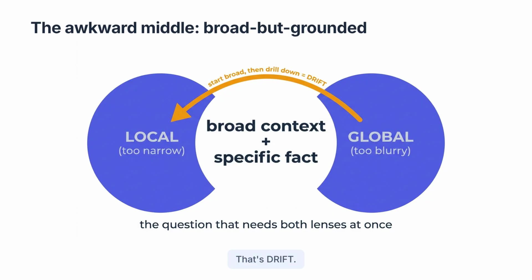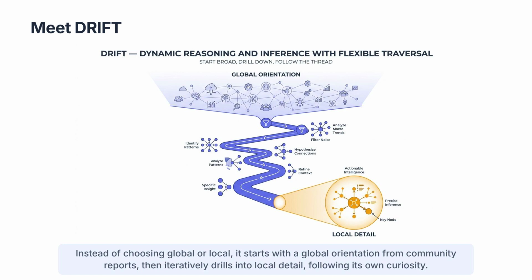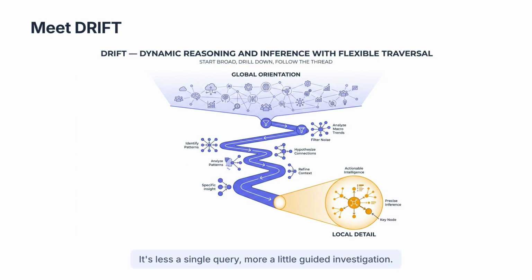That's Drift. Drift stands for dynamic reasoning and inference with flexible traversal. Built by Uncharted Software on top of GraphRAG, it refuses to pick a lane. Instead of choosing global or local, it starts with a global orientation from community reports, then iteratively drills into local detail, following its own curiosity. It's less a single query, more a little guided investigation.